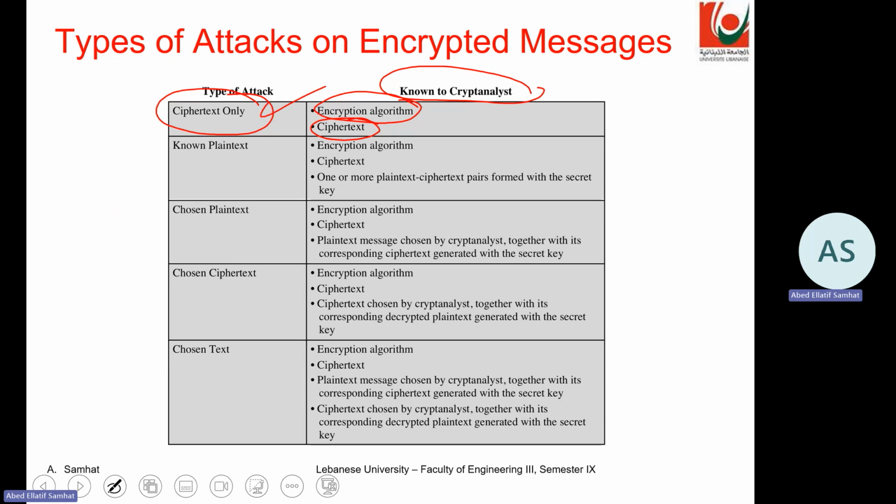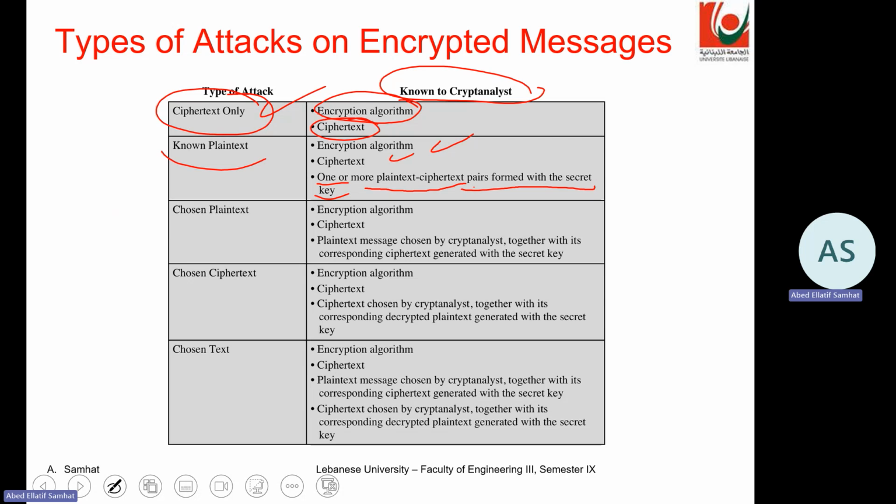Okay. Another one is what we call known plain text. So in this case, the cryptanalyst knows the encryption algorithm and knows the ciphertext, and he is aware of one or more plaintext-ciphertext pairs formed with the secret key. So it was possible for this attacker to know some pairs of plaintext and ciphertext.